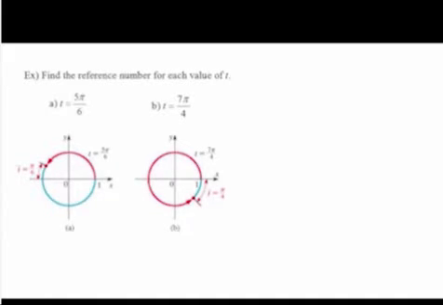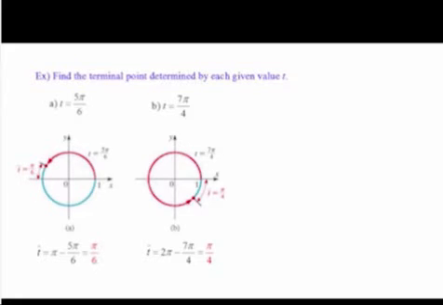So for part A, the reference number is pi minus 5 pi over 6 equal to pi over 6. And for part B, the reference number is 2 pi minus 7 pi over 4 equal to pi over 4. So we found these reference numbers, and you're probably wondering what this has to do with finding terminal points. That leads to our next example.